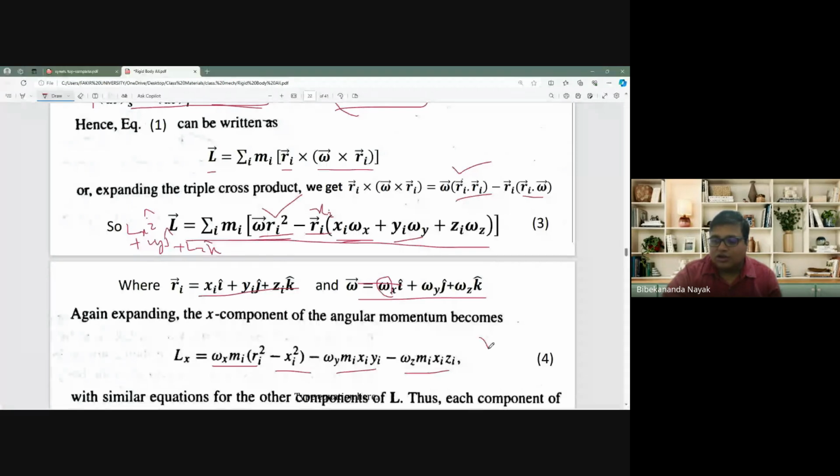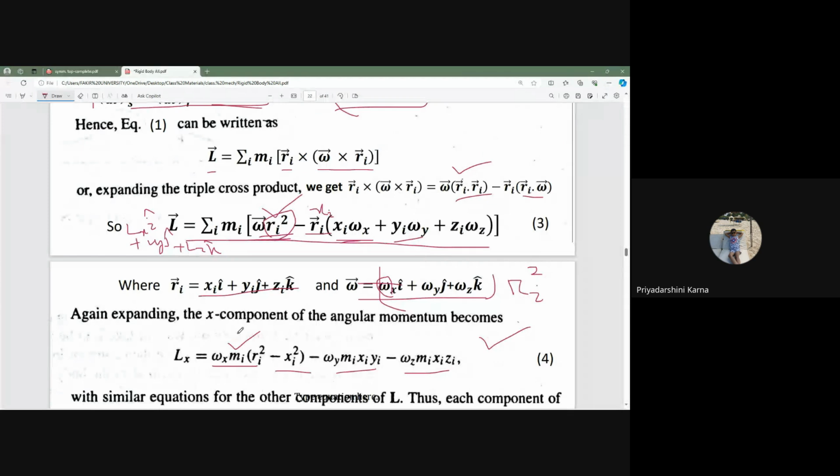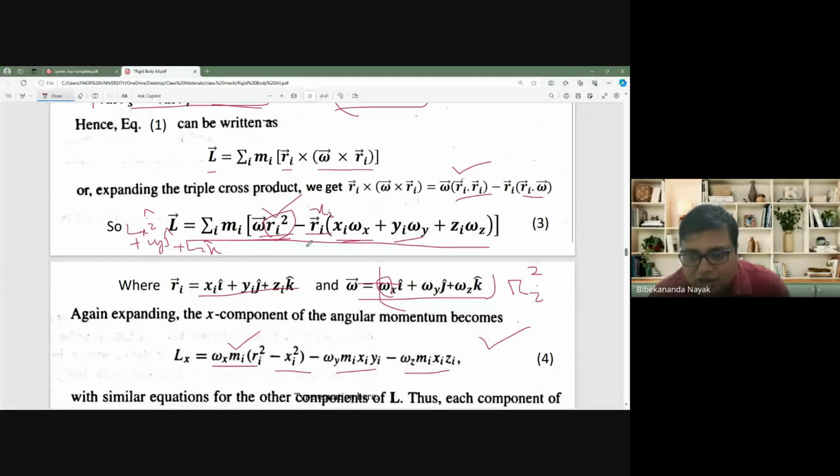Okay, can you get equation 4 from 3? Please see here, component Lx means which was multiplied with i cap. Open this with i cap means a constant is multiplied with this omega. So obviously the i cap component is omega x r_i square. No problem here, and m_i is multiplied with everything. Similarly here, all these three terms are multiplied with this. I cap means it is multiplied with x_i, so I only write x_i into this. Here I have written this.